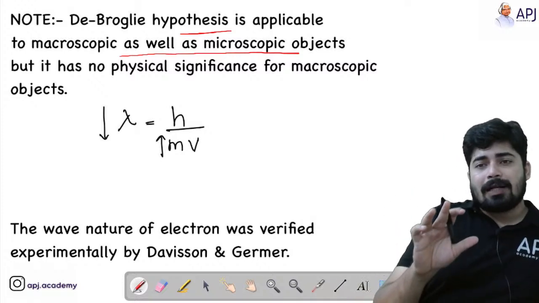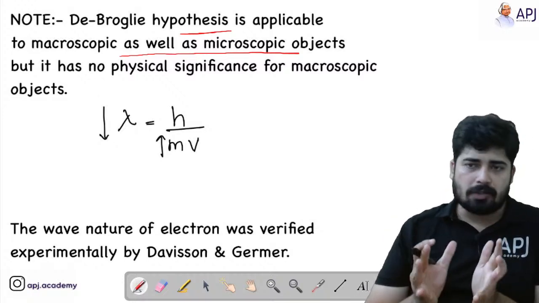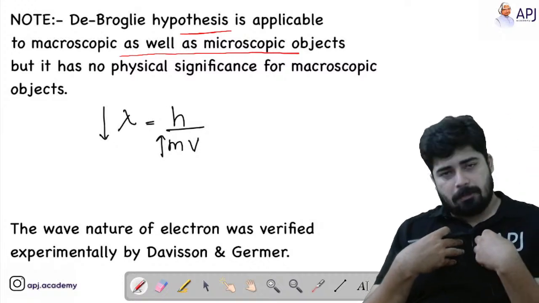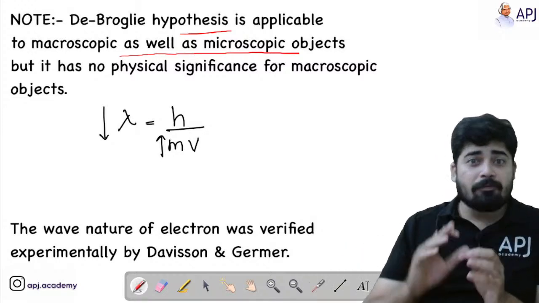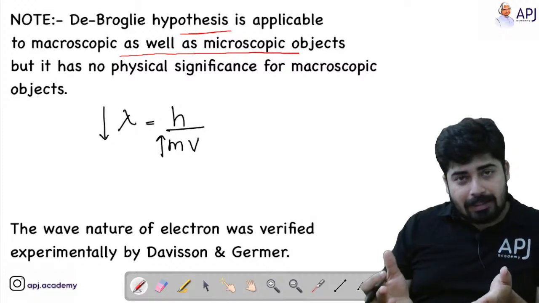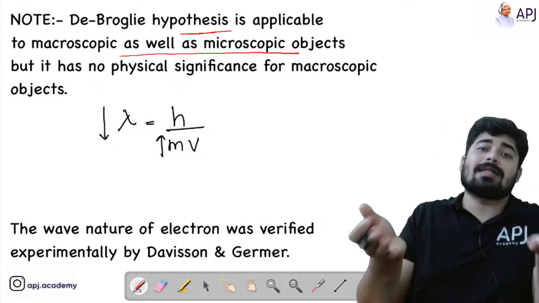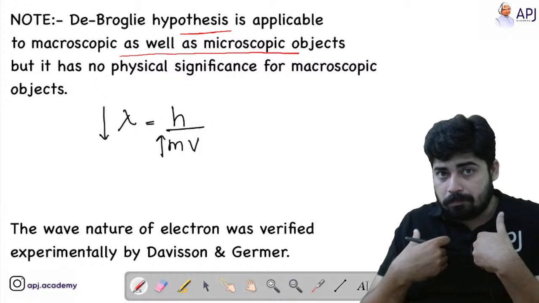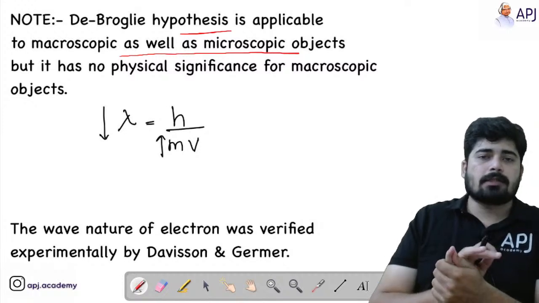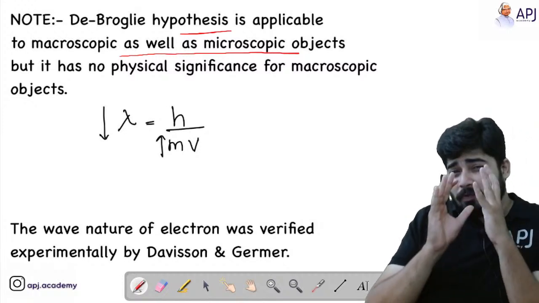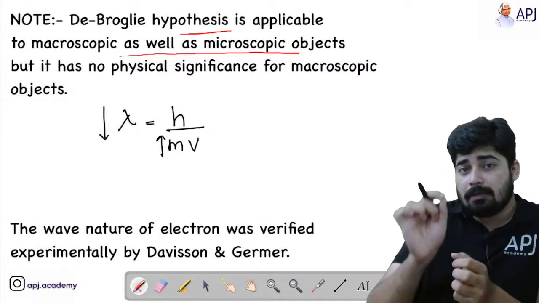If you are applying the de Broglie concept to a macroscopic object, we know that it has large mass. So if you consider me, I am sitting here, I am walking, I may run, but you will never see a wave nature in me. But de Broglie says his hypothesis is applicable for microscopic as well as macroscopic, so it should be applicable to me also. I am a macroscopic body with 85 to 90 kg mass.